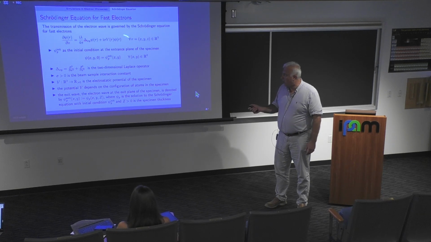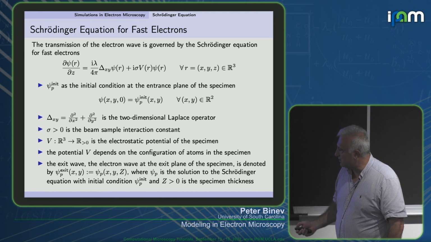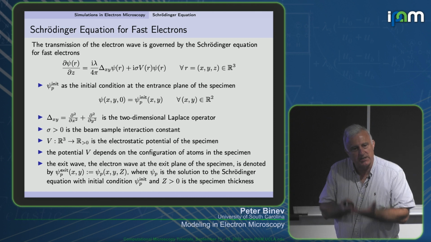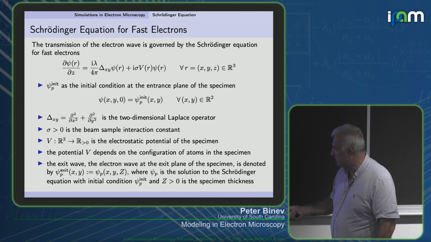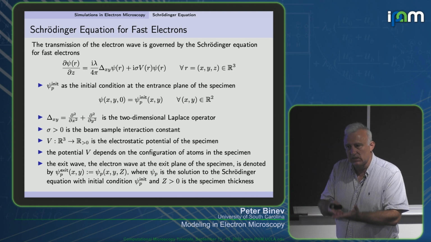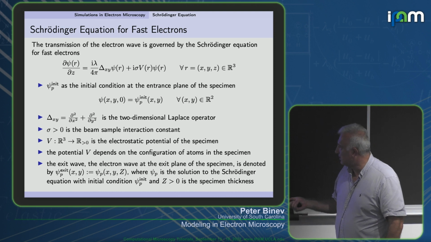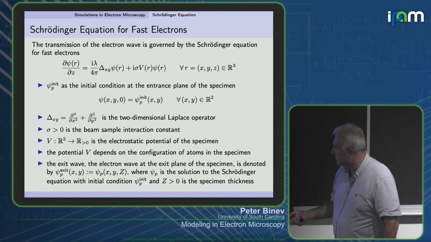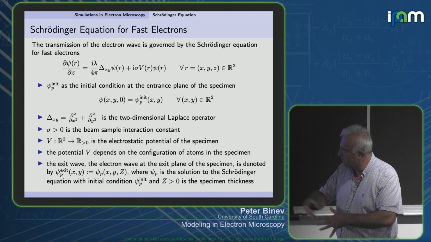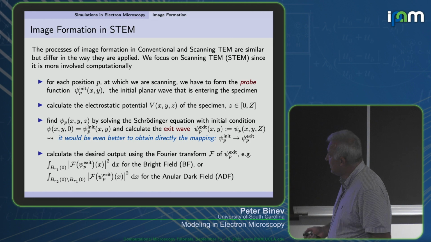So the goal of all this operation is to get the solution of psi for all the values, and then to get what is happening when this exits the sample, the specimen. When it exits, we assume that there are free electrons, no significant electrostatic interactions, and then we have to calculate the exit from that.